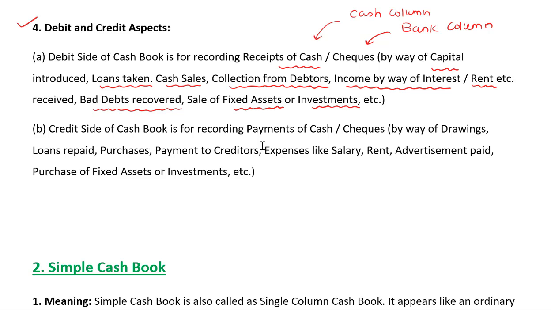Over here we have shown cash receipts on the debit side. Let's see what we record on the credit side. On the credit side, we will record cash payments. Cash payments or bank payments through check.